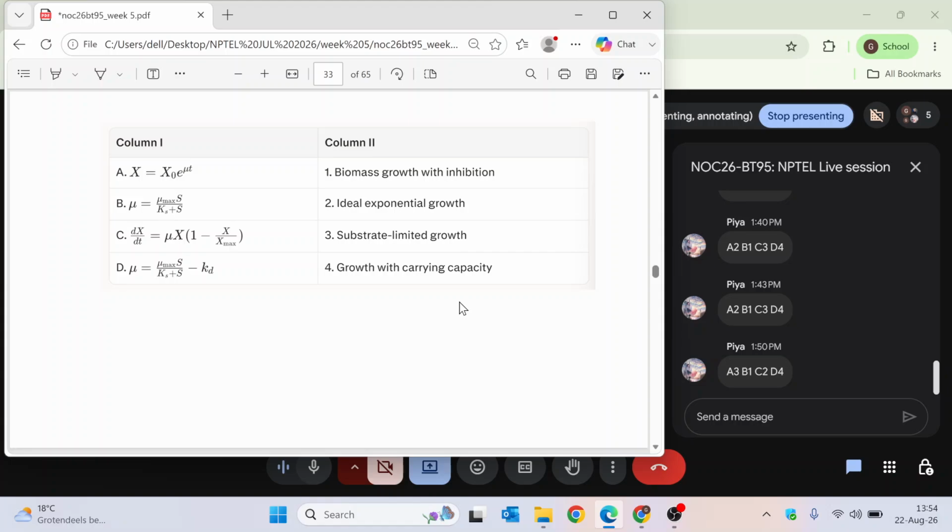In this you just have to match equations with whatever they are trying to incorporate in the equation.